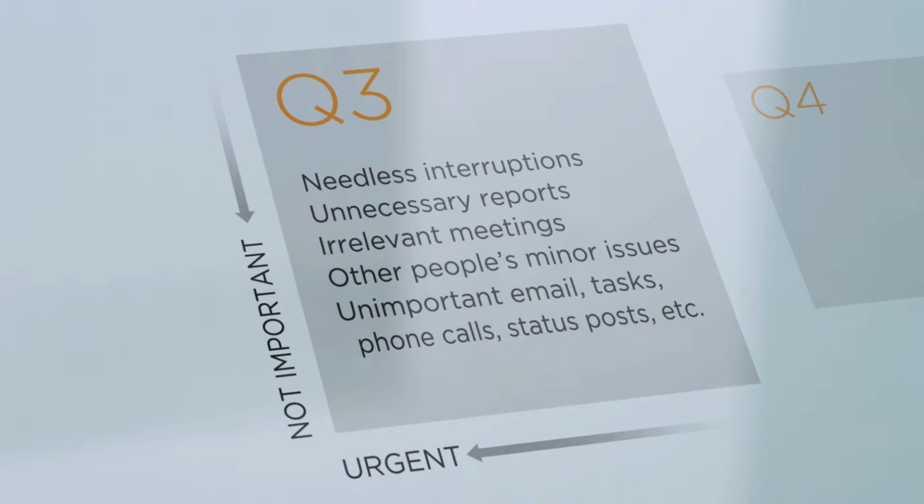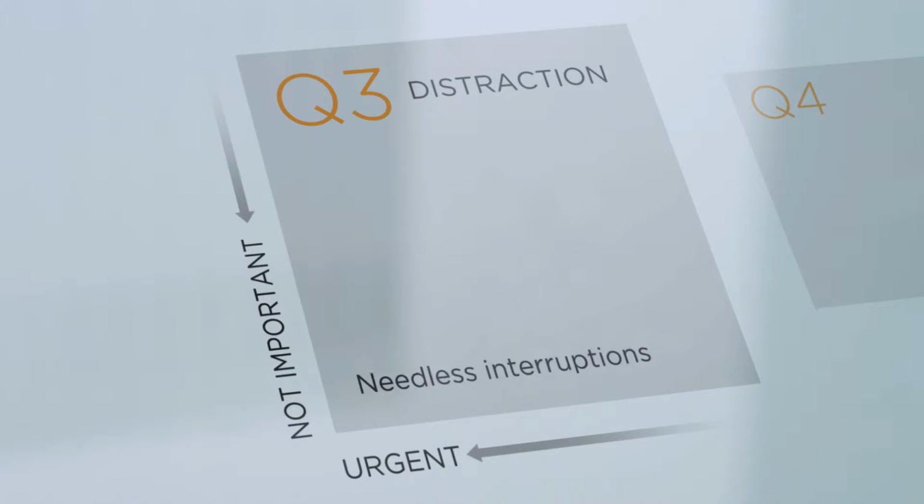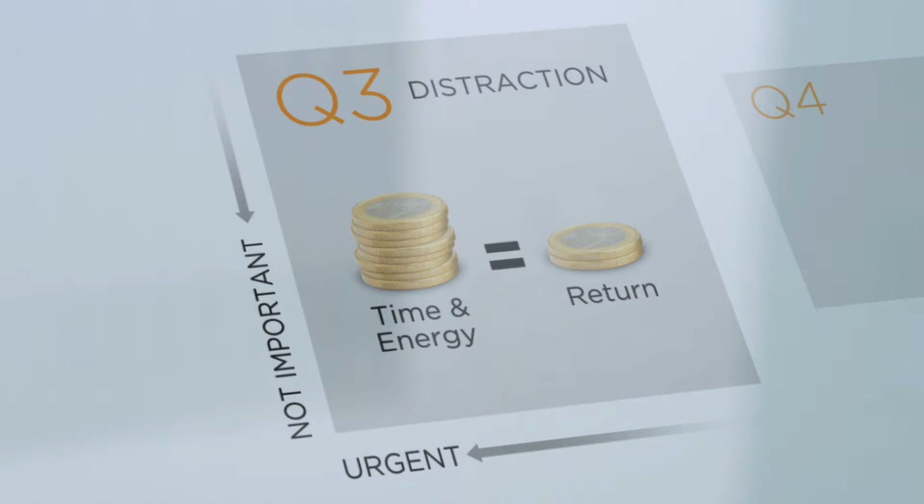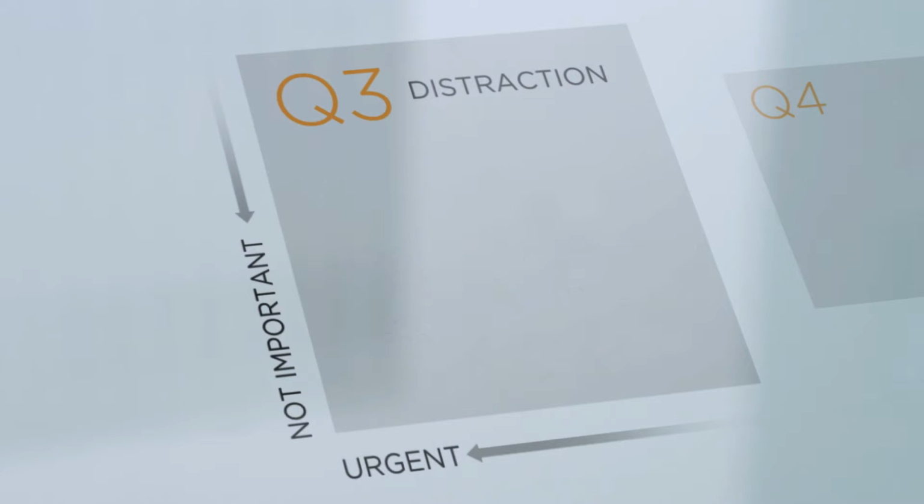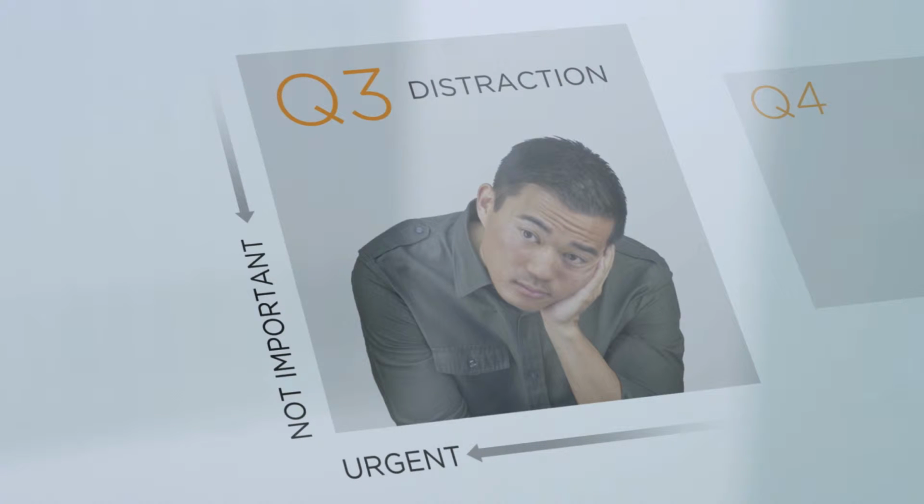We call this the quadrant of distraction, and it always generates a return that is less than the time and energy you spend. If you spend a lot of time here, you're likely to feel very busy, but ultimately ineffective and unfulfilled.